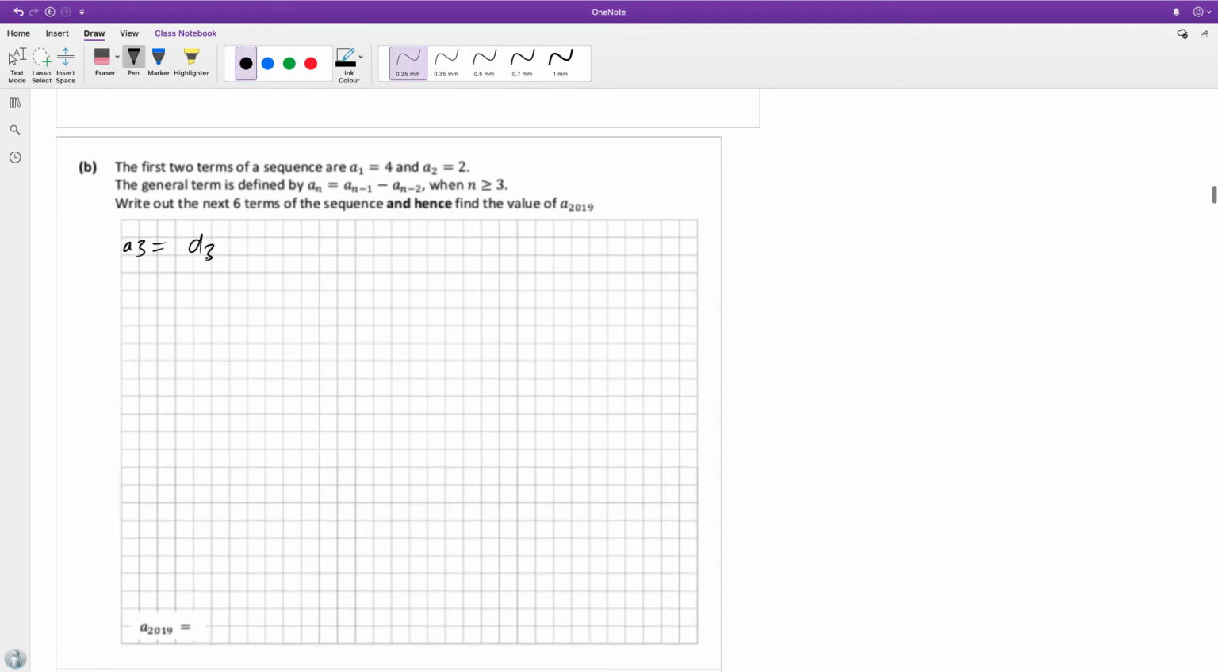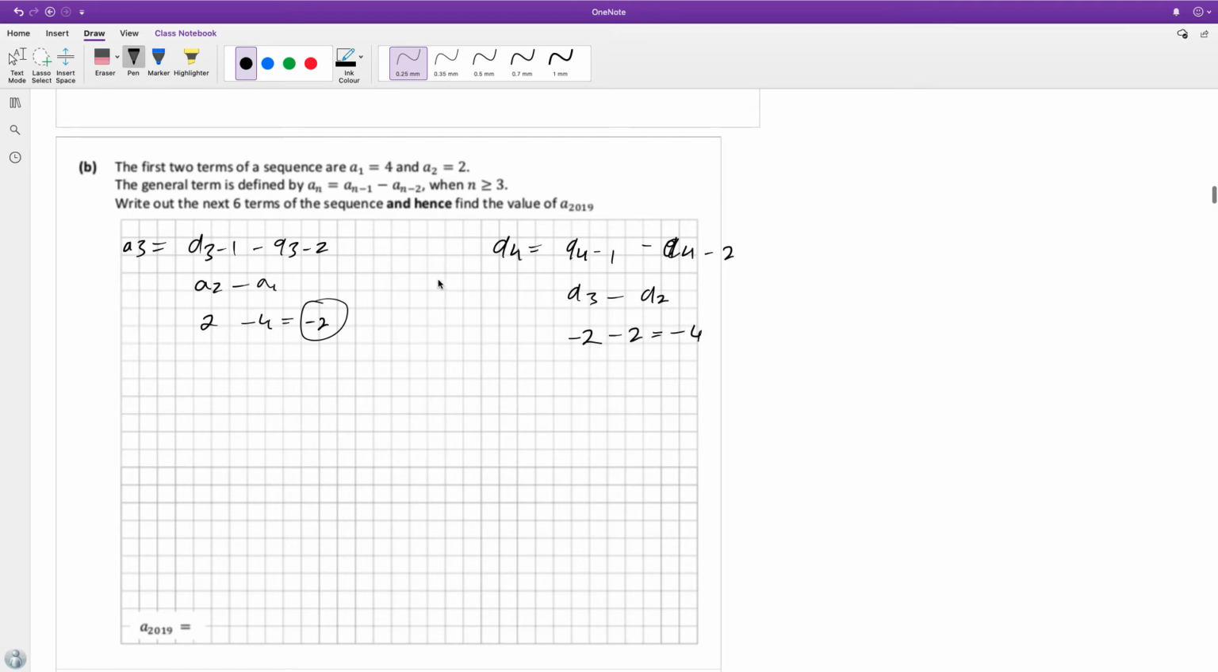A3 will be A(3-1) minus A(3-2). So that will be A2 minus A1. A2 we know is 2. Minus A1 is minus 4. You get a value of minus 2. A4 then. A4 is A(4-1) minus A(4-2), which is A3 minus A2. A3 is minus 2, minus A2, which was 2, is minus 4.